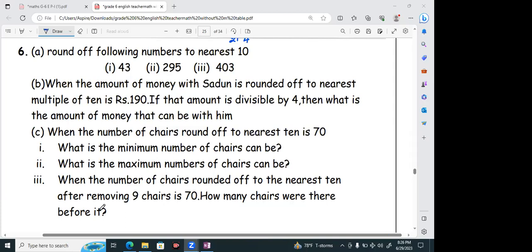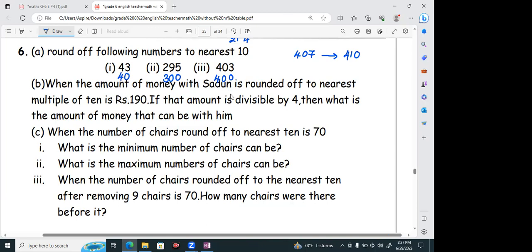Yes, what is the answer for the first part? 40. Yes, answer is 40. What is the answer for the second part? 300. Yes, 300. What is the answer for 403? 400. Pute, if you round off 407 to the nearest tens multiple, what is the answer? 410. Yes, answer is 410. Good.